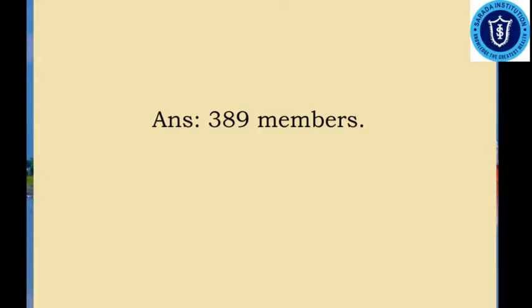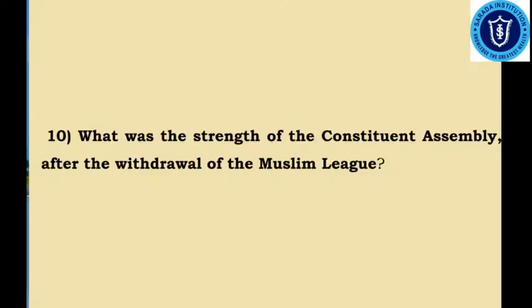Initially, the Constituent Assembly consisted of how many members? Answer is, I would like to show you the answer on the screen. Yes, it is. The answer is 389 members. So initially there were 389 members in the Constituent Assembly.